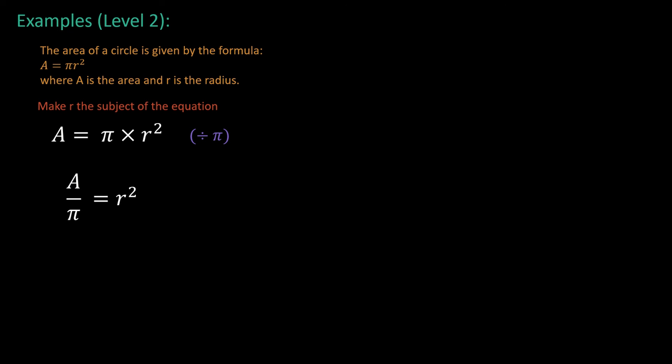Right now, r is being squared, so we need to do the opposite of squaring, which is square rooting. So we get r equals the square root of A over pi. So just remember, if you're square rooting, you are square rooting the whole thing.